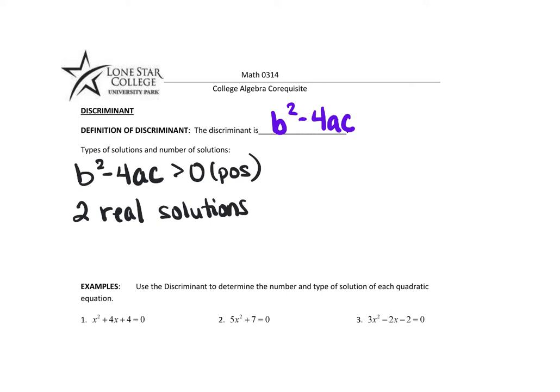The next one you can get is if b squared minus 4ac is less than 0, which means that it's negative. If it's negative underneath the square root, you're going to have to pull out the i's. So that means you're going to get two imaginary solutions.